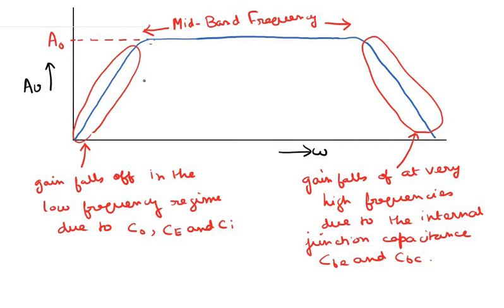And we also have another term, which is known as the bandwidth of the amplifier. So how do we find the bandwidth of the amplifier? We find 2 points at which the gain of the transistor is 1 by root 2 times the maximum value. Here the maximum value is A0. So somewhere here we would have 1 by root 2 times A0. So this point is A0 by root 2.